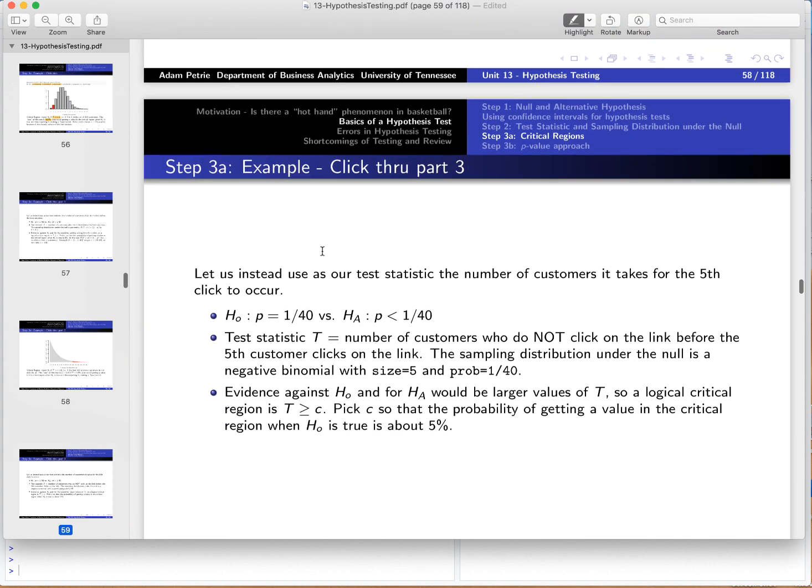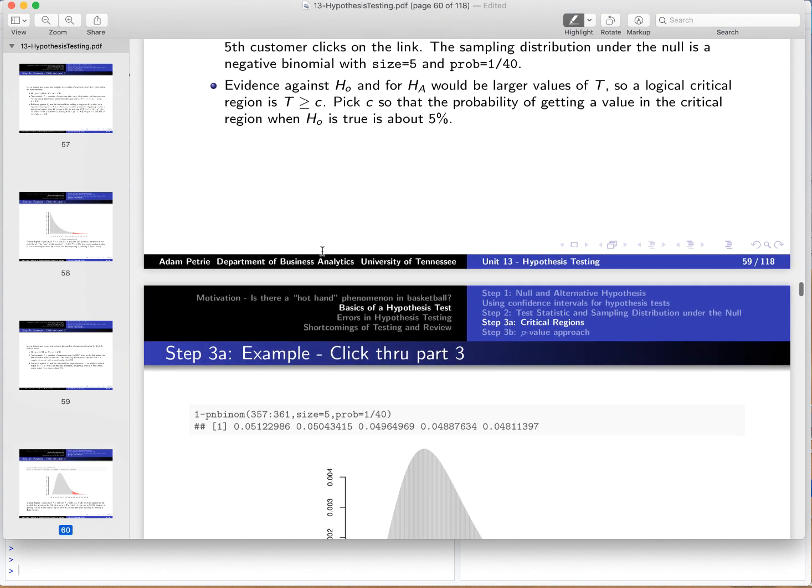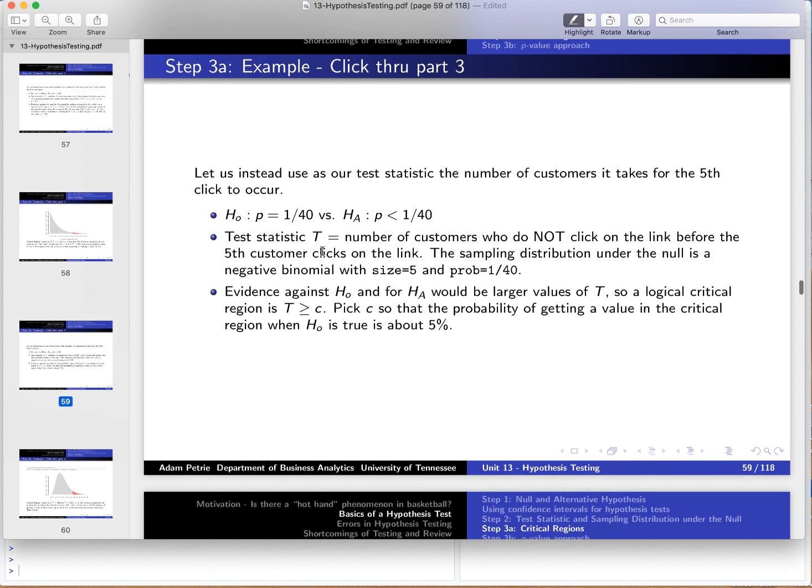All right, another example here, just to get an idea of how we can design a critical region. Instead of using the total number of clicks out of 200 people, let's use the number of customers it takes for the 5th click to occur as our test statistic. So same null and alternative hypothesis here. Our test statistic is now going to be the number of customers that do not click on the link before that 5th customer clicks on the link.